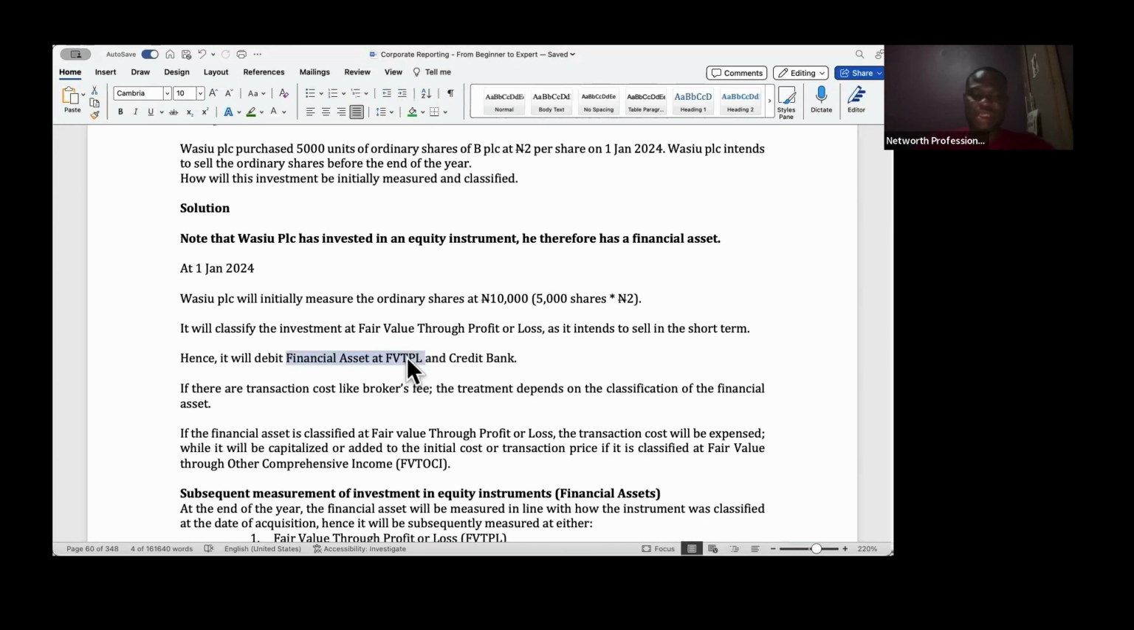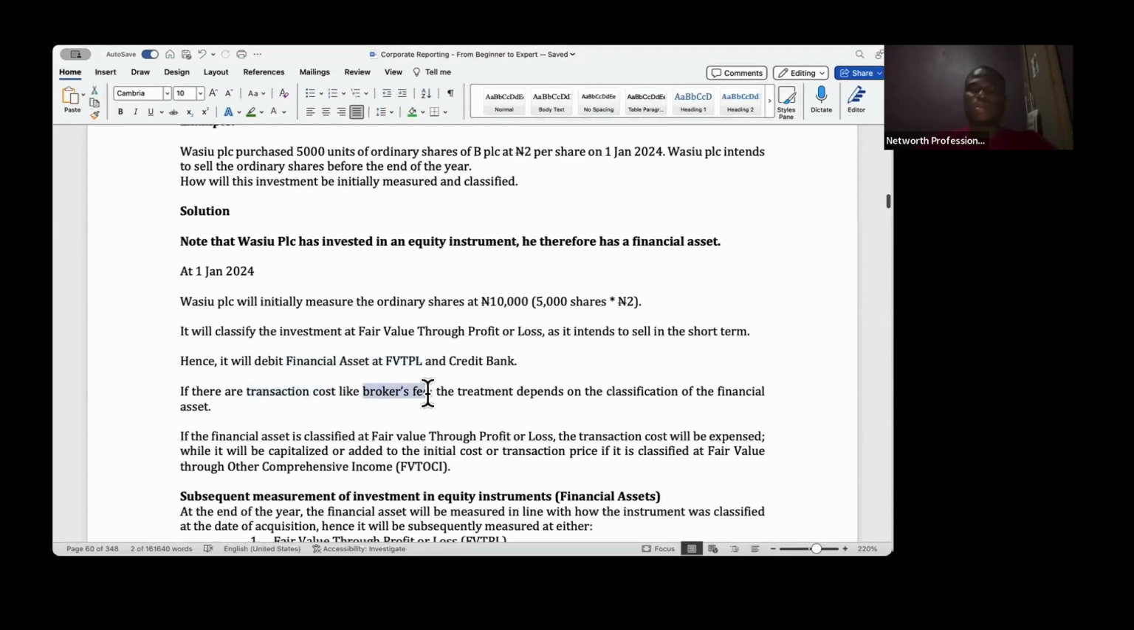Okay, and that's that. Then I added something: if there are transaction costs like broker's fees, because when you are buying shares, usually you will use a stockbroker, and it's not for free. They will collect money from you. So that broker's fee, are you supposed to expense that, or are you supposed to capitalize that? So again, it depends. It depends on how you have classified the financial assets.